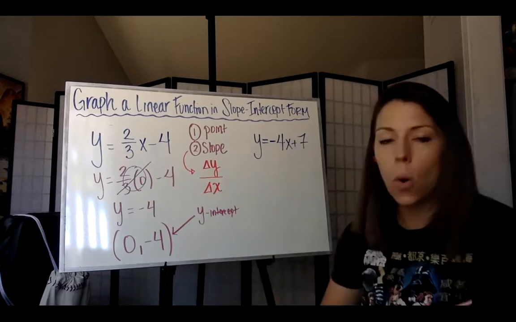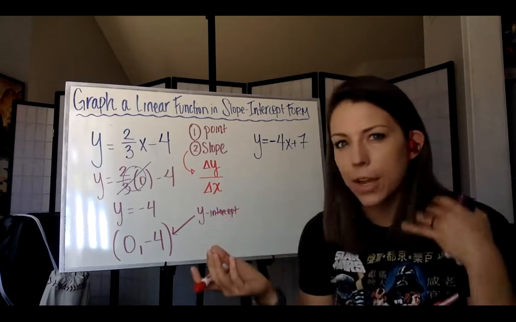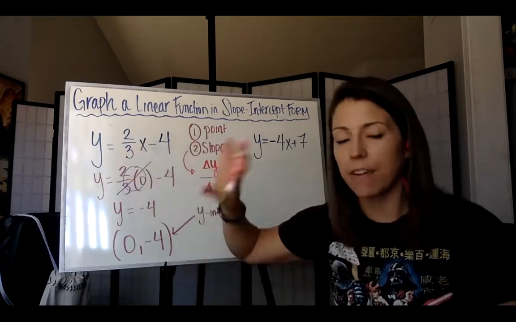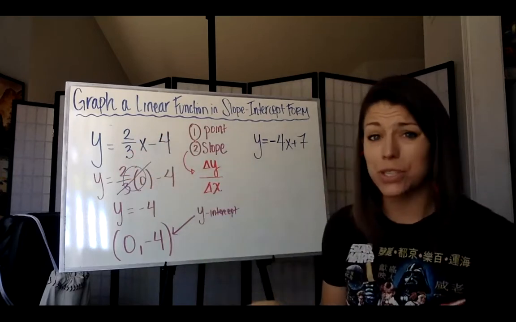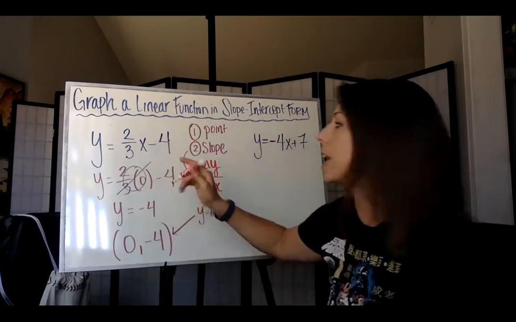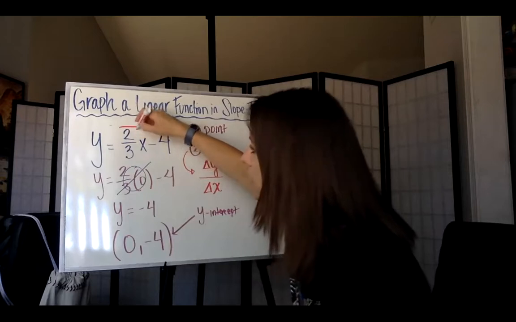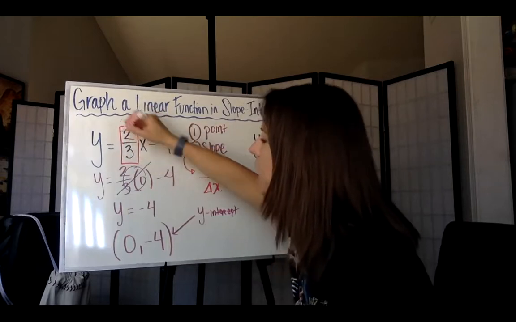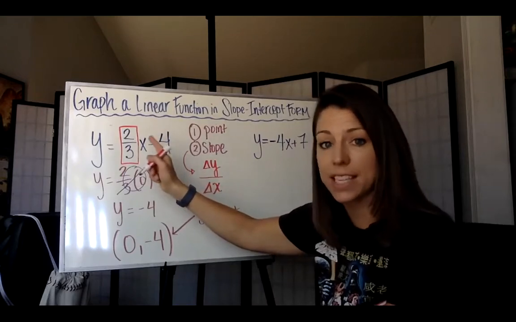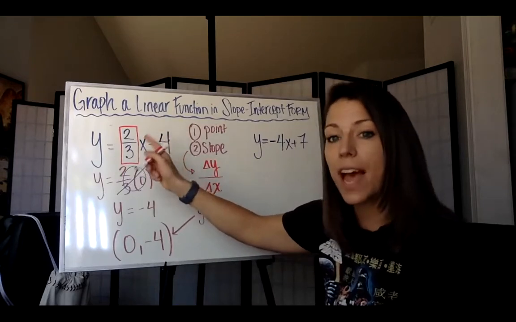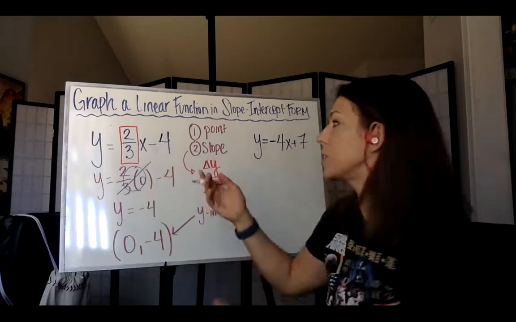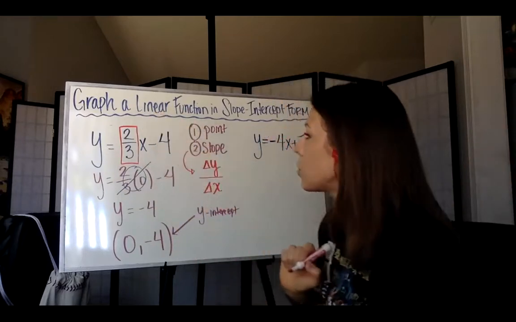So now that I have a point, I can't just graph a line with a single point. That's not enough information. And rather than trying to plug in again and find a second point, let's just use the slope. The slope is how the function is changing. And it's always going to be the coefficient of X, because this number multiplied by X is changing that value of X every time. Whatever I plug in for X, by multiplying it by 2/3, that value is changing. So my slope here is 2/3.